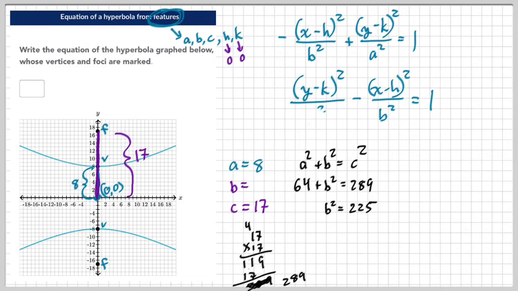So let's get rid of the A squared and the B squared. The A squared is 64. The B squared is 225. We don't need all this business with the K because the K is 0. So let's get rid of those. We're going to have to put the squares back, though. And that's it. We don't need anything else.